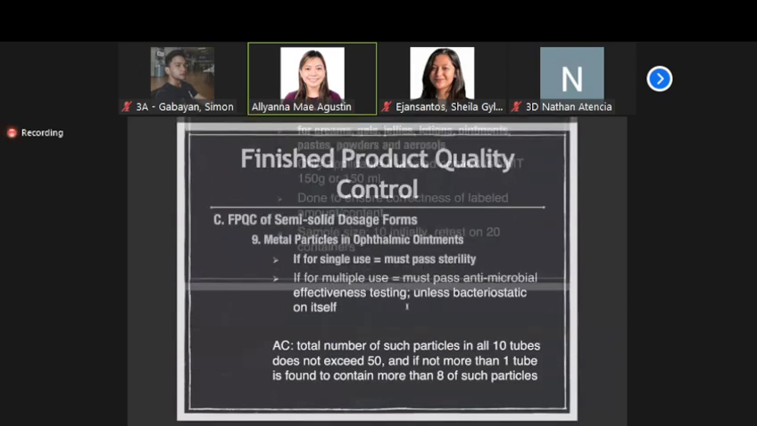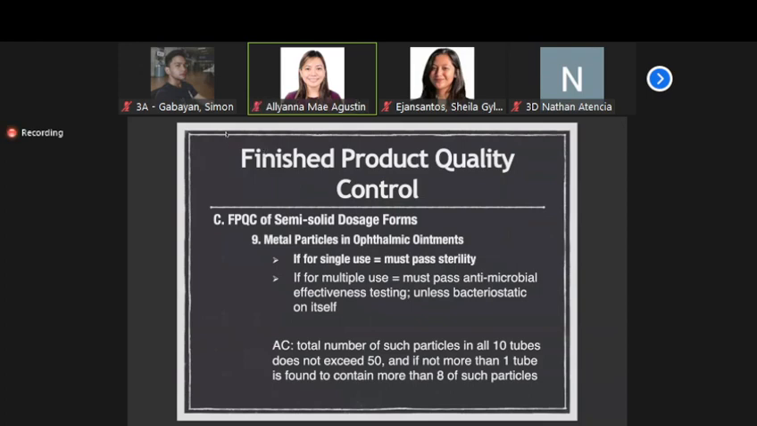Okay, next, ophthalmic ointments, no? So for ophthalmic ointments class, it must be sterile. Bakit kailangan sterile? Single use, it must pass sterility. Kasi 'di ba, we apply the ointments on our eyes. So sa mata siya ginalagay, no? So syempre dapat hindi ka maka-introduce ng bacteria sa mata as it may cause infection.